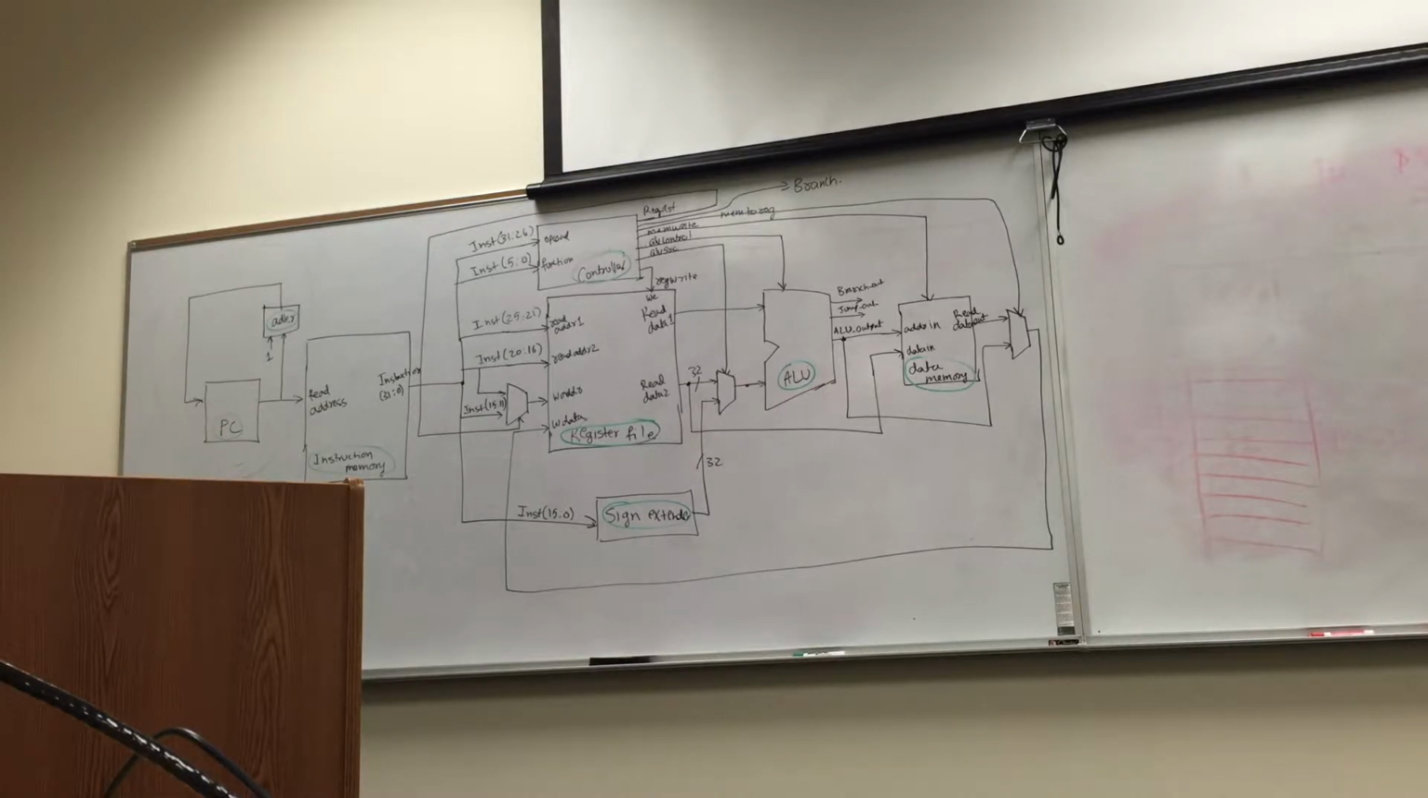2 power 8 is 256. 1, 2, 3, 4, 5, 6, 7, 8, 9. Come on, guys. 2 power 10 is 1024. Okay. So 2 power 9 is 512. 2 power 8 is 256. Yeah, that's what I'm asking. So 2 power 8. Okay.